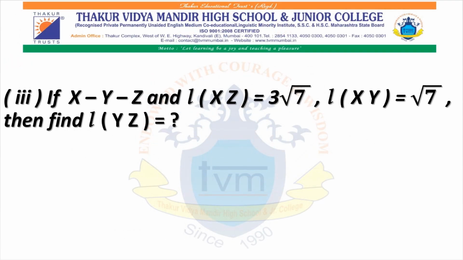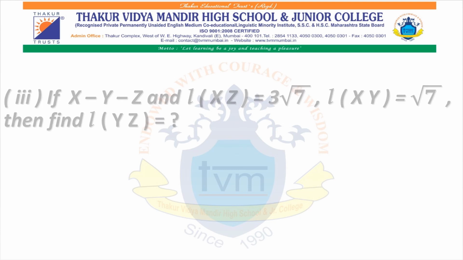Now here we have the next question. If X-Y-Z and length XZ equals 3 root 7, length XY equals root 7, then find the length YZ. This question you can do on your own. This question is the same as the previous two questions which I had explained just now.